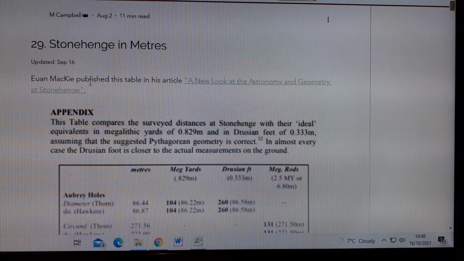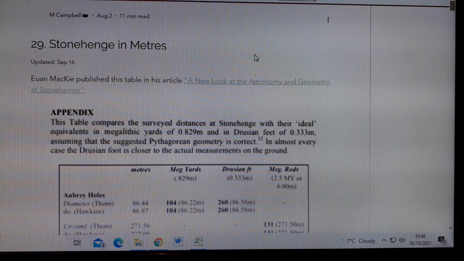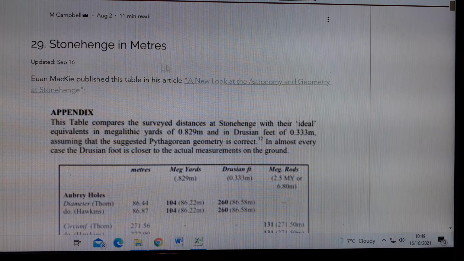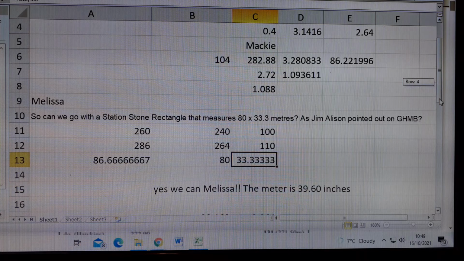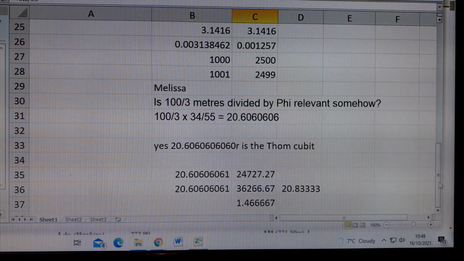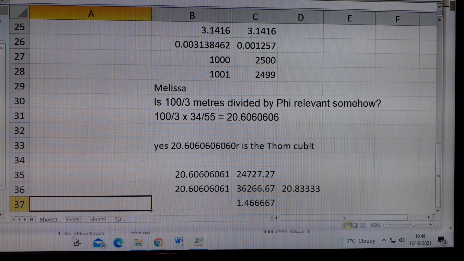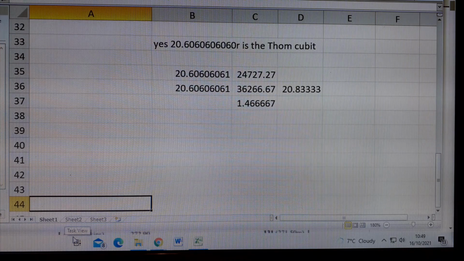Today we're looking at Melissa Campbell's website, and we're on page 29, Stonehenge in meters, which is a very interesting idea to state Stonehenge in meters. And she's using the work of Ewan Mackey, and he's using the modern meter, 39.37 inches. And I'm just going to show you what I think the meters being used at Stonehenge are. So if I go down to the bottom of here and just get rid of that.